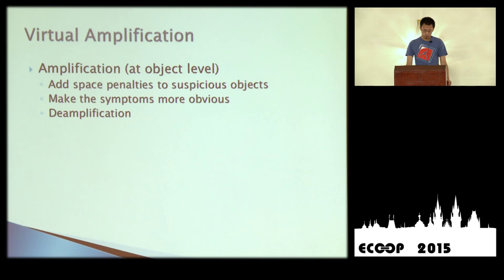And we do the amplification and deamplification at the object level. Why? Because usually performance problems are manifested at the object level. For example, we still use the memory leak. The memory leaks usually manifested as leaking objects.